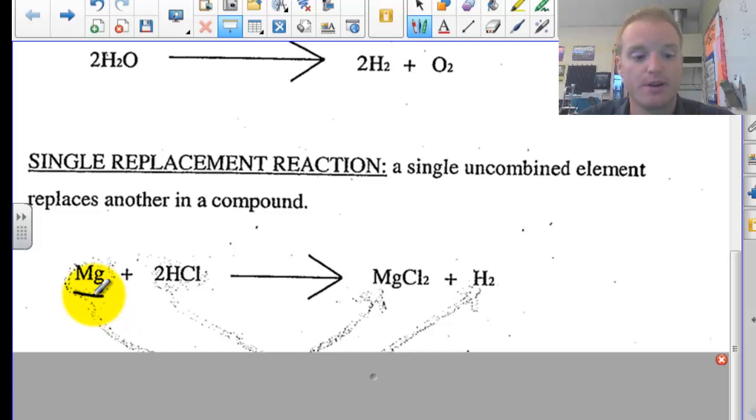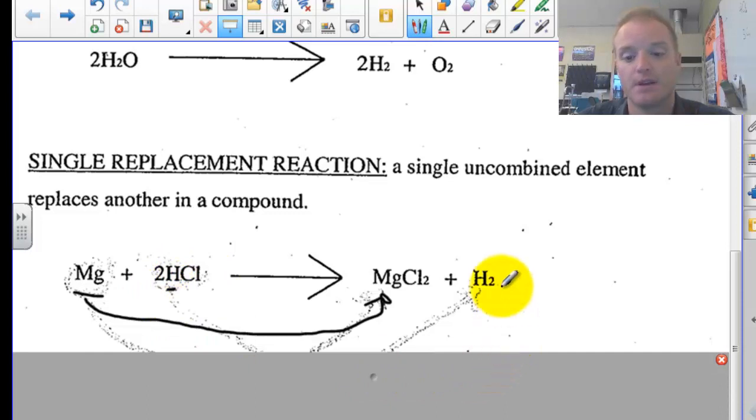So what's happening is magnesium, which is right here, bumps out. Before it was by itself, and now afterwards it's actually in this bigger molecule. And the hydrogen, which was inside the molecule HCl, has now been bumped out and is on its own, free. So one element replaces another in a compound. It's bumping out the other element. That's a single replacement reaction.